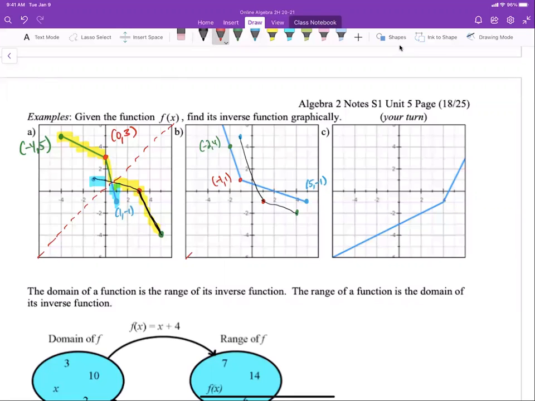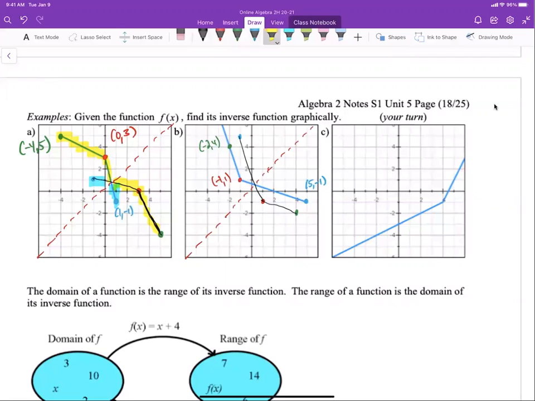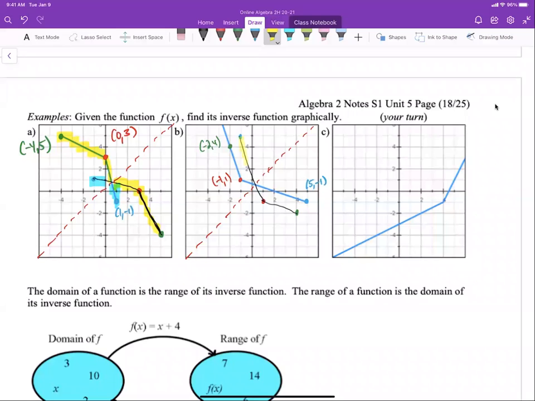And we can see that it is indeed a reflection across my y equals x line. So this portion here is reflected on this portion here. And this portion here, which has this little dog leg, is this portion here. Okay, so that's how we find that graphically.